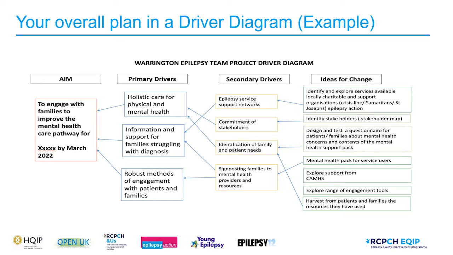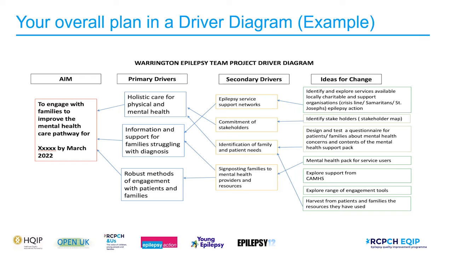They know that holistic care will be a key driver, that information and support for families struggling with diagnosis will be essential to make that happen. They'll need robust methods of engagement. So these are the key primary drivers that will make or break this project. And then they've tried to identify some of the secondary drivers that support that and put together a small list of ideas for change where they can test things out to see if it's going to make a difference.